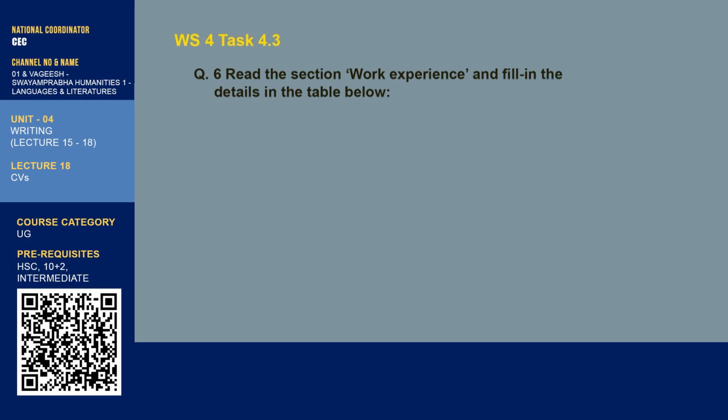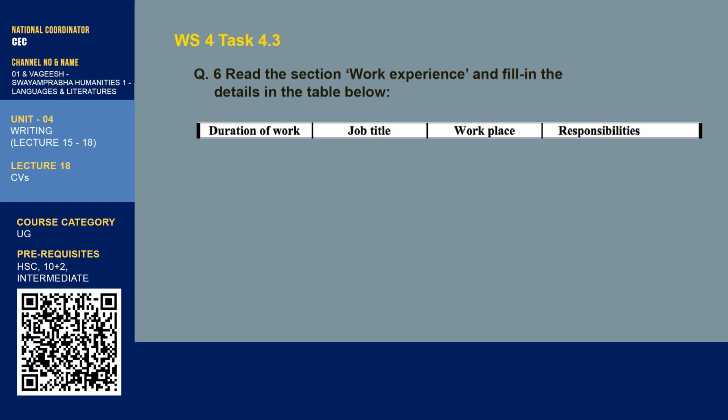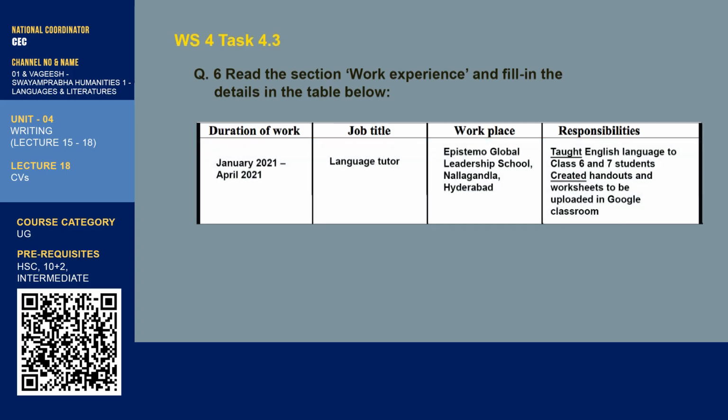Question number 6. Read the section work experience and fill in the details in the table below. The table has 4 columns, namely duration of work, job title, workplace and responsibilities. For the first job, the duration of work is January 2021 to April 2021. Job title: language tutor. Workplace: Epistemo Global Leadership School, Nalaganla, Hyderabad. Responsibilities: taught English language to class 6 and 7 students. Created handouts and worksheets to be uploaded in the Google Classroom.